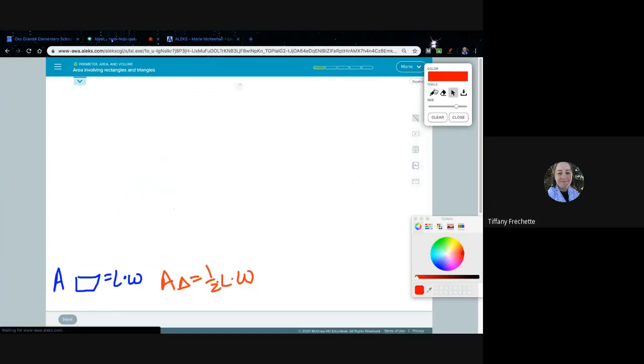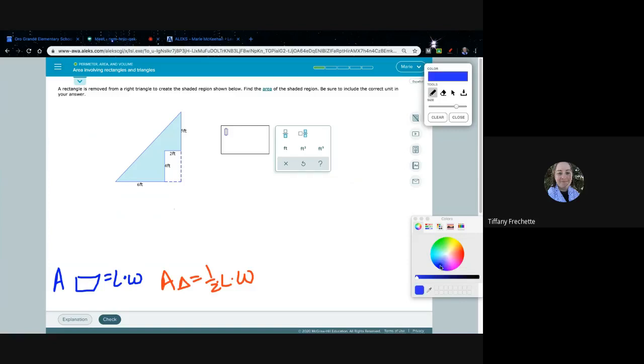Let's go next. So this time we have a triangle and we want to take the rectangle away. So let's do area of a triangle first. Whoa, I forgot to change the size of the pen. Let's bring that back down. And let's do red since we're doing the area of a triangle. So area of a triangle equals 1/2. Remember, it's length times width. So as long as we have a 90, and because there's a rectangle in here, I know that that's a 90-degree angle.